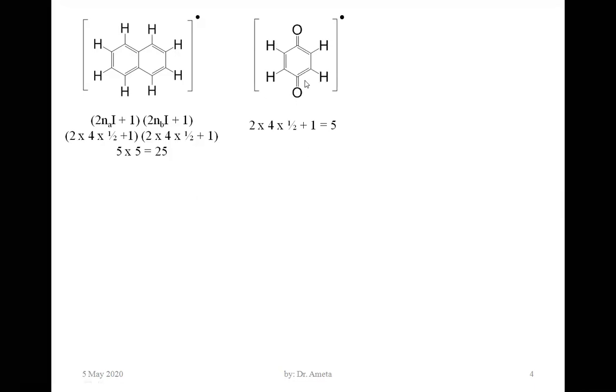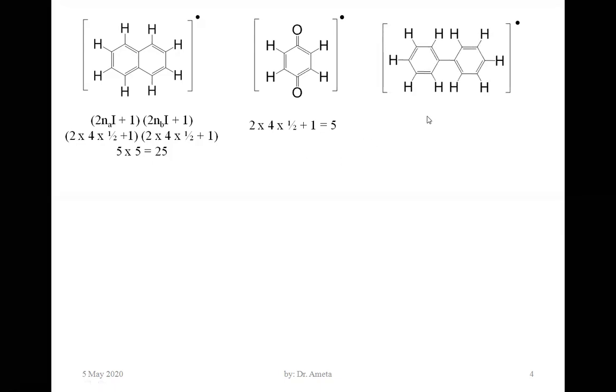Similarly, this is the molecule. There are 4 hydrogens, and all 4 hydrogens are in the same chemical environment. That's why 2 into 4 into half plus 1 is equal to 5.